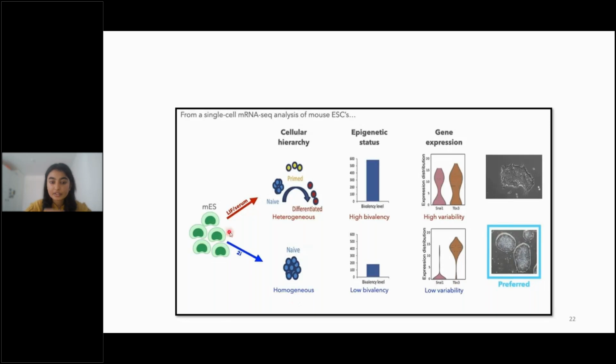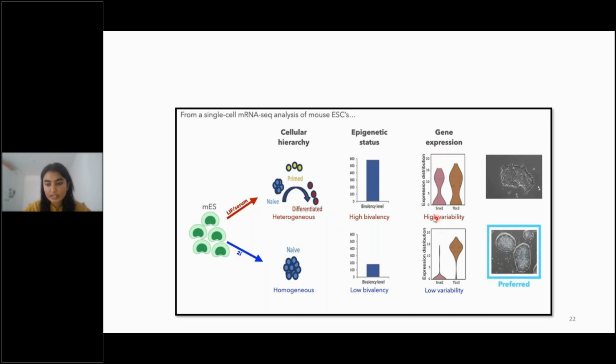But if you don't add 2i, or if we only add LIF or serum, then the naive cell will turn into primed, and once it becomes primed, it will start differentiating. Okay, and here you can check the epigenetic status. As the methylation level increases, it will start differentiating. If it's low, then it will be a stem cell. Okay, and obviously you can check the expression distribution.